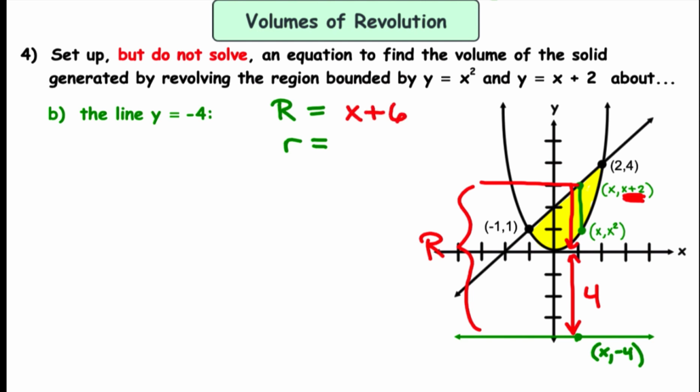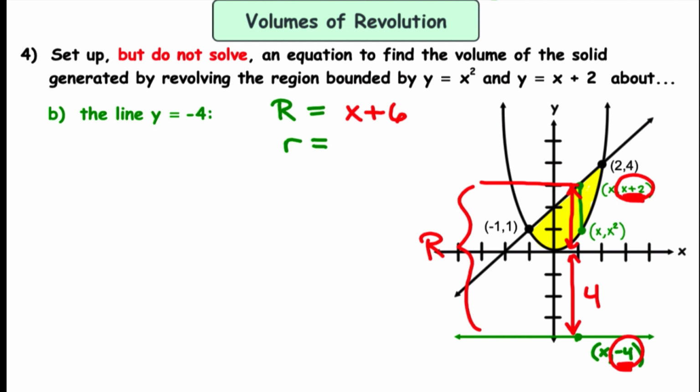If that was too complex, I'm not trying to insult you, but a lot of people struggle with getting the two radii, so just go top minus bottom. Top minus negative 4. That'd be plus 4. X plus 2 plus 4 is x plus 6. Okay, so that is the outer radius, capital R.